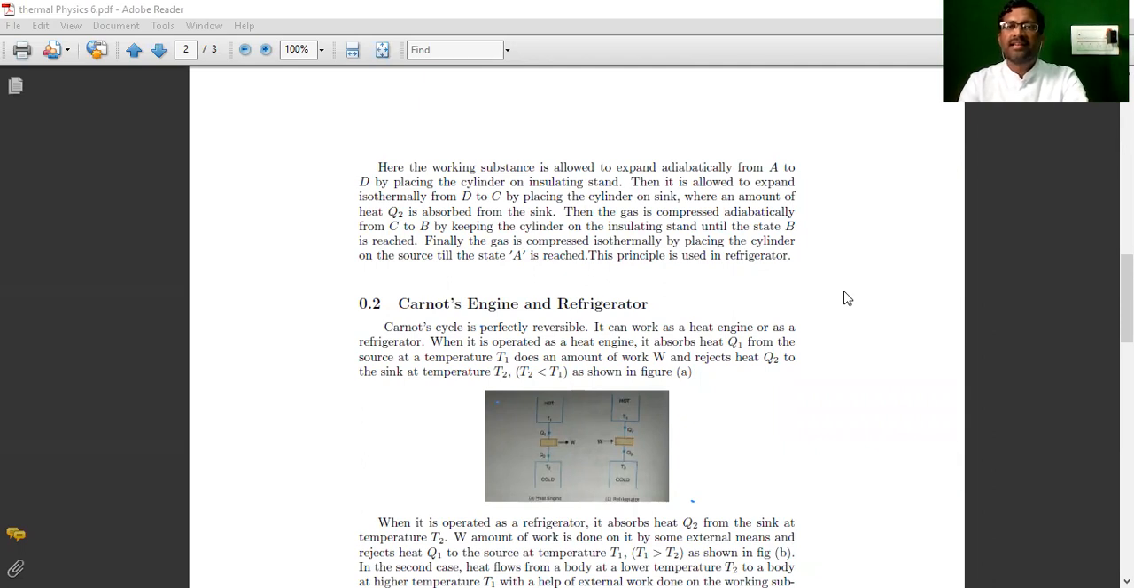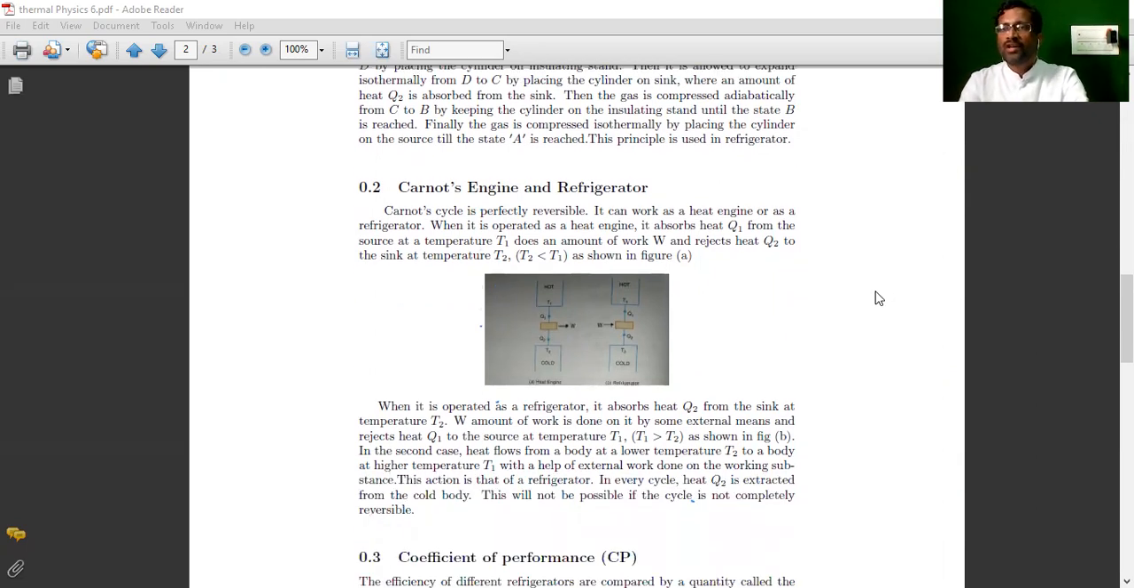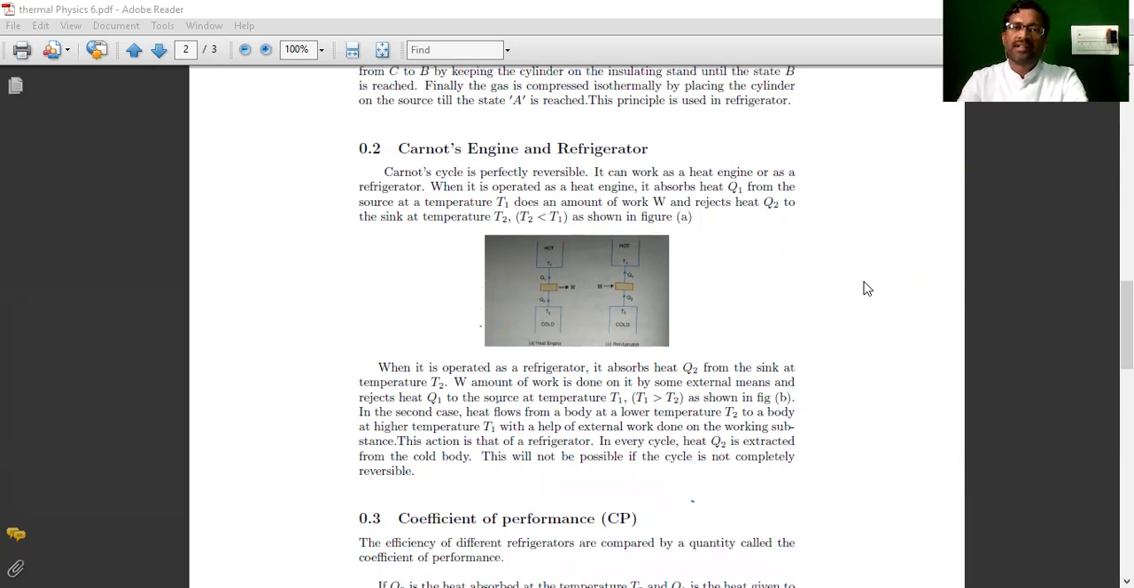Finally, the gas is compressed isothermally by placing the cylinder on the source till the state A is reached. This is the principle of a refrigerator. So this brings to us the difference or the working style of Carnot's engine and refrigerator. In the forward direction, it is Carnot's cycle or Carnot's engine. If the Carnot cycle is reversed, then it is the principle of a refrigerator.